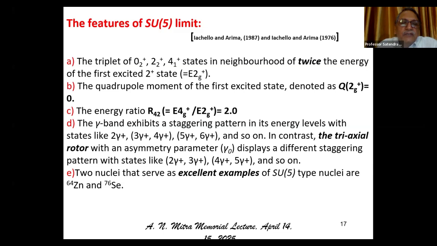Next, the gamma band exhibits a staggering pattern in its energy levels, with states like 2 gamma, 3 gamma, and 4 gamma being close. Then 5 gamma, 6 gamma are close, and so on. In contrast, a triaxial rotor with the symmetry parameter gamma naught displays a different staggering, where 2 gamma, 3 gamma are close, 4 gamma, 5 gamma are close, and so on. Two nuclei that serve as excellent examples of SU5 type are 64Zn and 76Se.